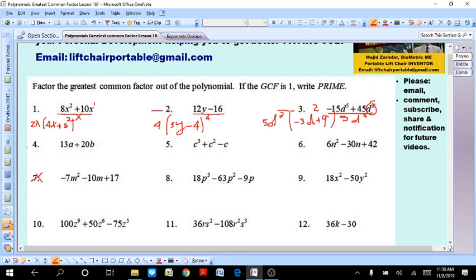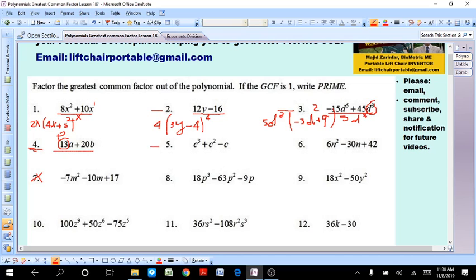What about question number 4? Think about it for a minute, please. 13 is a prime number, so there is no factor between 13 and 20. So this is P, and there is no common factor for A and B. So this expression is unfactorable, it remains as is.